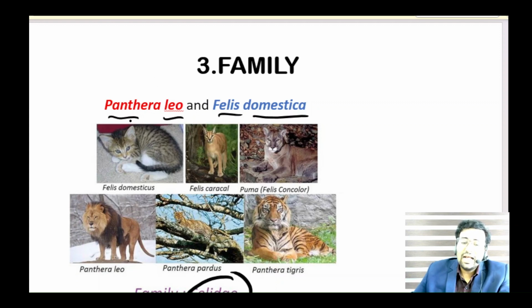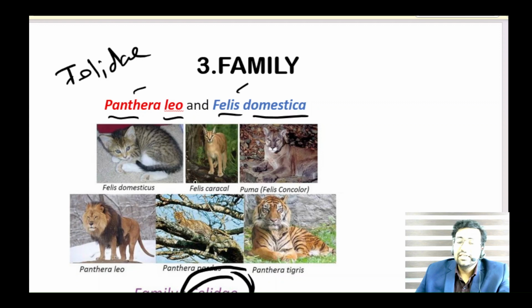Okay. So Panthera and Felis are two genera. Neglect the species, they are different. Panthera is a genus, Felis is a genus, but both are under the family Felidae. Felidae is the family. Let me write here. Felidae is the family of the cat and this tiger and this lion.